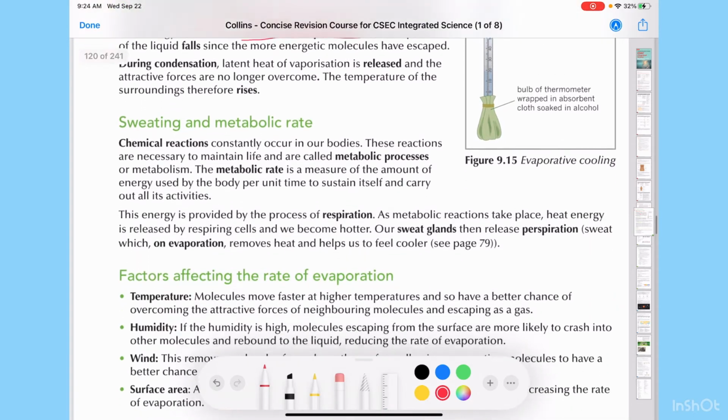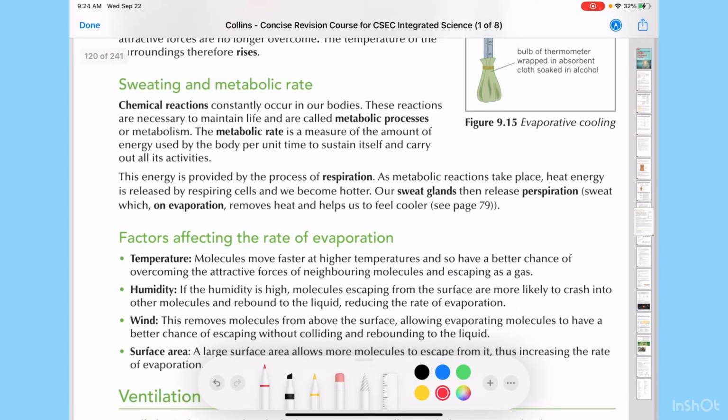Another example of the cooling effect of evaporation is in sweating. When you are exercising, your body is going to be heating up, and our body's natural response to maintain our body temperature is to cool down. So in order to cool down, we sweat. When we sweat, we get rid of some of that extra heat energy. So that is what this little paragraph is going to explain in a little bit more detail.